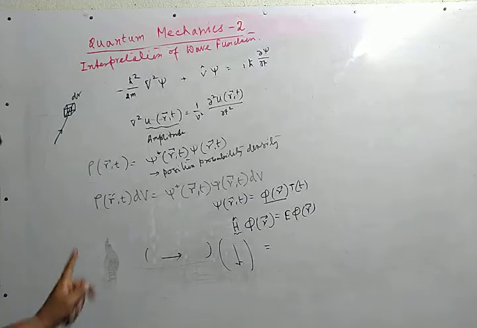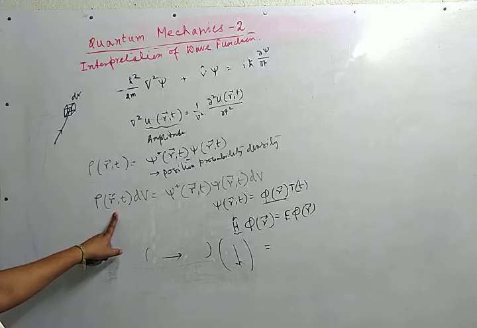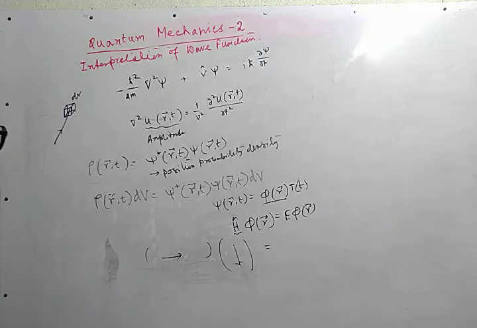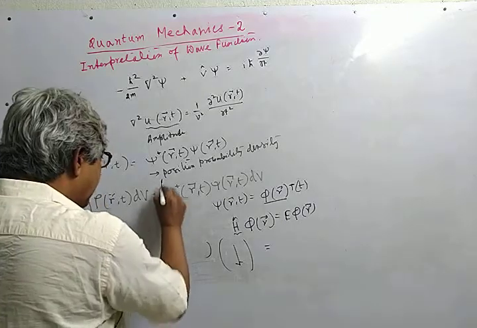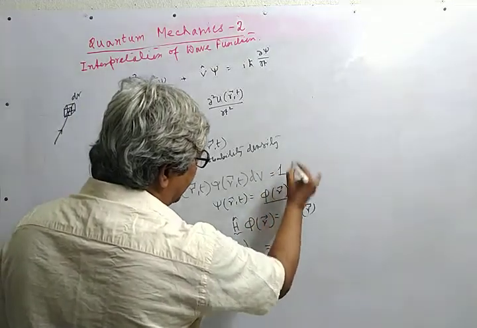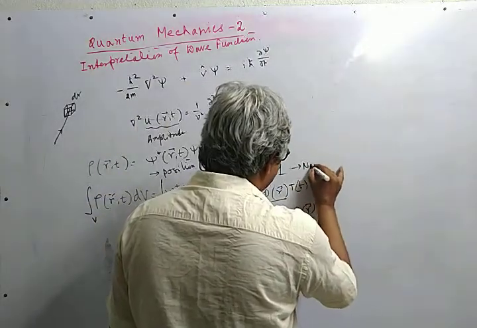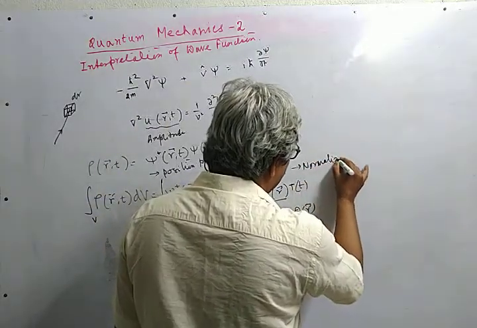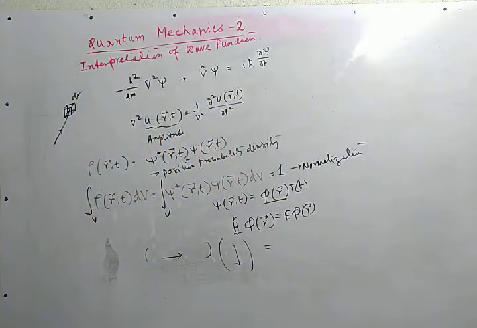So this is one interpretation. Note that if we consider this as the probability density, then we know from statistics that the total probability is 1. So how do we get the total probability? If we integrate it over the entire volume, then we get the total probability of finding the particle within the volume V, and that should be 1. This is called the normalization of the wave function.